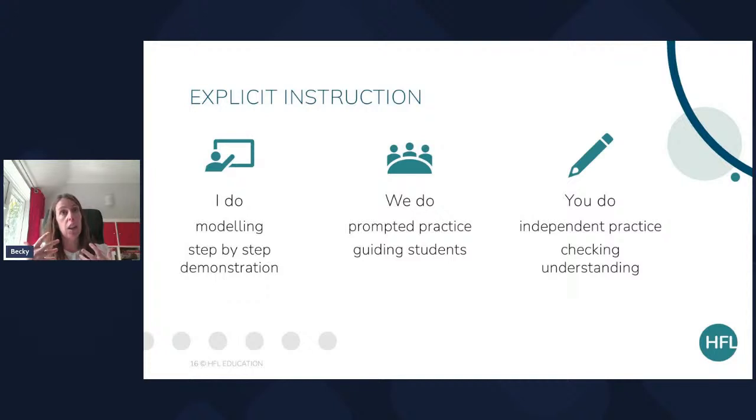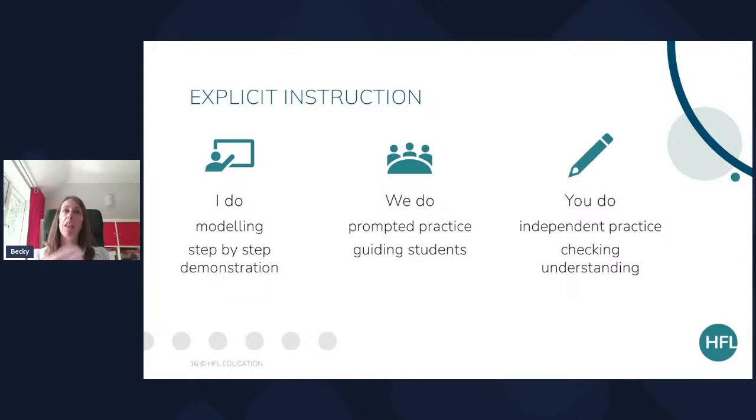it's making sure that the teacher is working with the students that need that extra support, and TAs are fully on board and able to support as well with that we do element, that prompted practice, guiding students through the task. So again, when we walk into lessons, what does that modelling process look like? Is there that guiding of students along the way before we then move into independent?